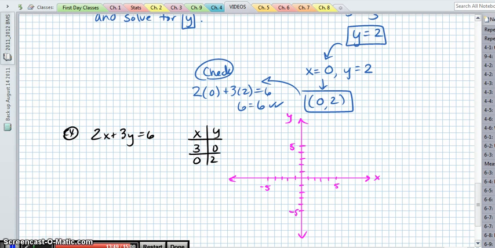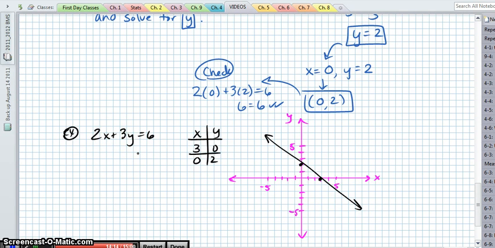So here, (3, 0), 1, 2, 3, 0 is right here. (0, 2) is here. I have 2 points. I can connect them. Okay, that was freehand. That one was not so nice. But you can use rulers. But again, for notes, freehand is okay. And there's our line. I can find other values for x and y if I wanted to.